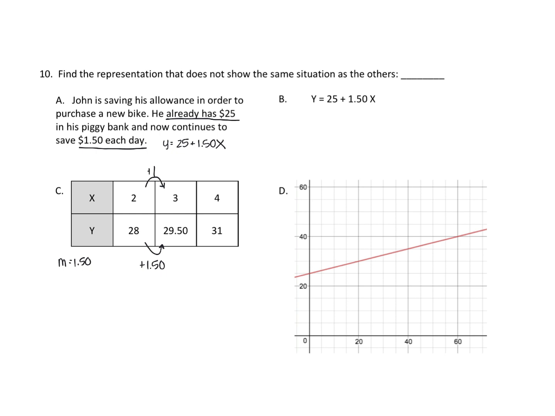We would have to work backwards to get our y value when x is 0. So to do that, I would have to do minus 2, which means I would need to do minus 3 on the y row, which gets us 25. So again, we see that equation of y equals 1.50 times x plus 25. So let's check D and see if it works.